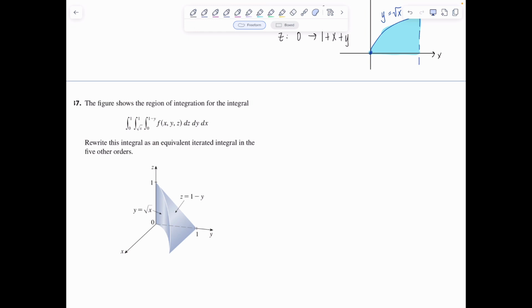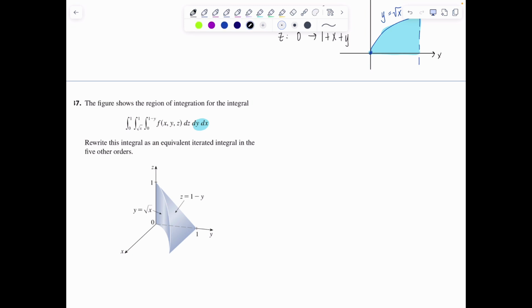The figure shows the region of integration for the integral. Rewrite this integral as an equivalent iterated integral in the 5 other orders. What's the easiest one to do first? dz dx. Just switch the outermost, because then that doesn't change the base region. Does that make sense? Okay, let's draw.